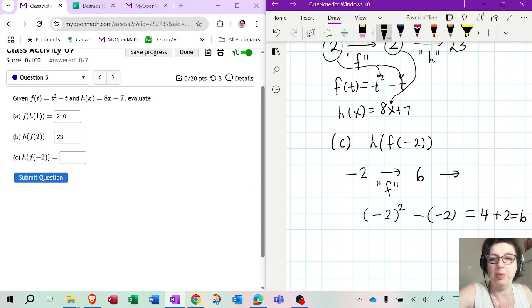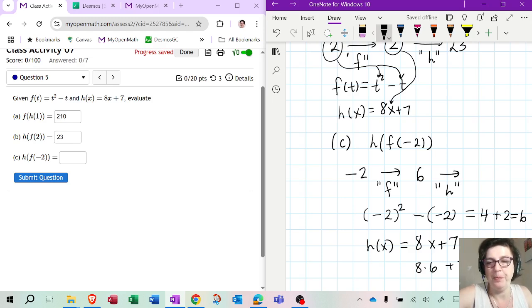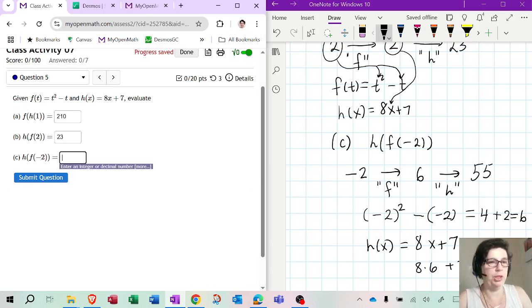Now, let's apply the h machine. So what is h machine? What does it do to an x? So it takes the x, it multiplies it by 8, and then it adds 7 to it. So let's start with 6, multiply it by 8, and then add 7. So 8 times 6 would be 48, plus 7, that would be 55. Again, you can do these computations in your head or using a calculator.